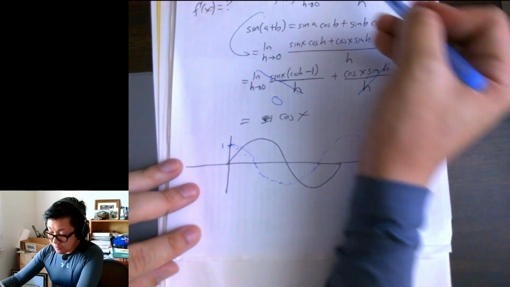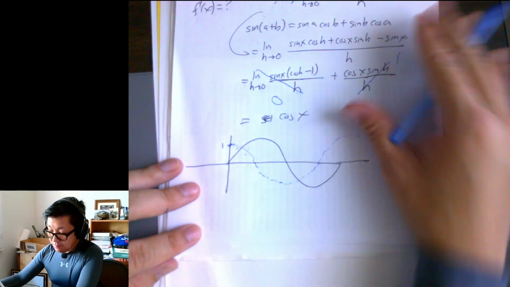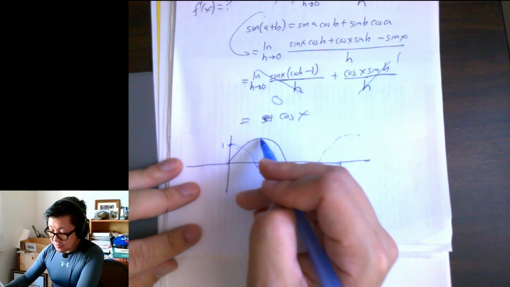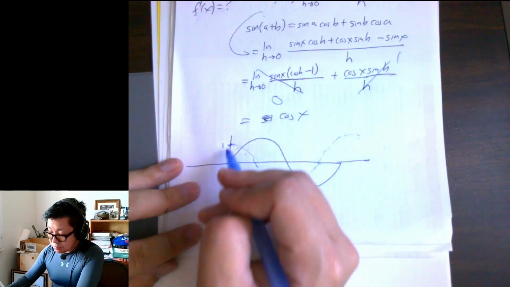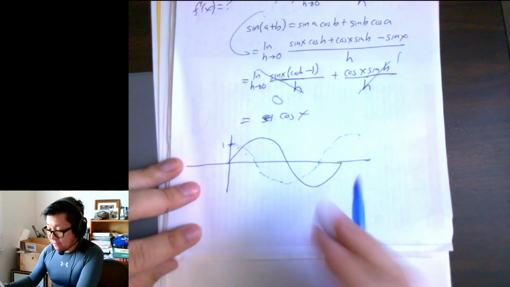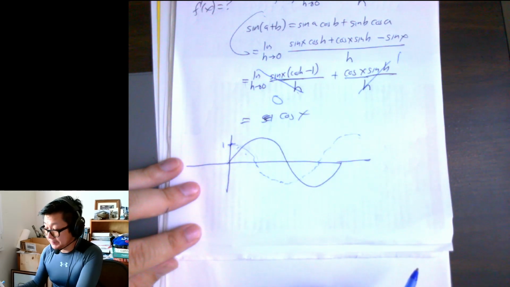So not only have we proven it here, but just by looking at tangent lines and estimating the slope at various points, you do end up confirming graphically that the slope of sine x does appear to follow cosine x.